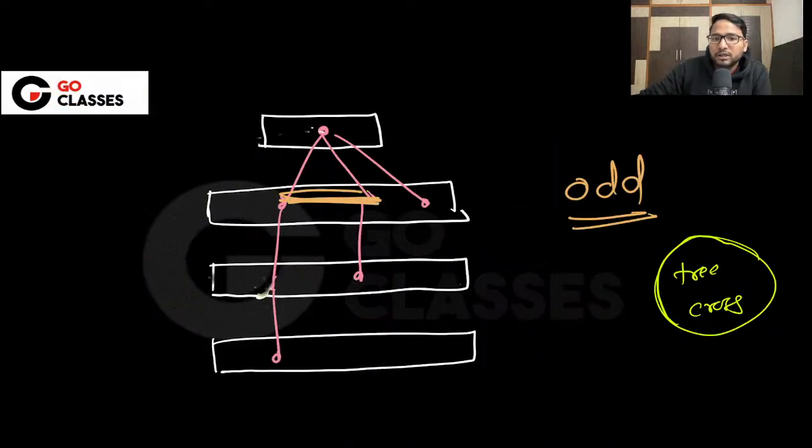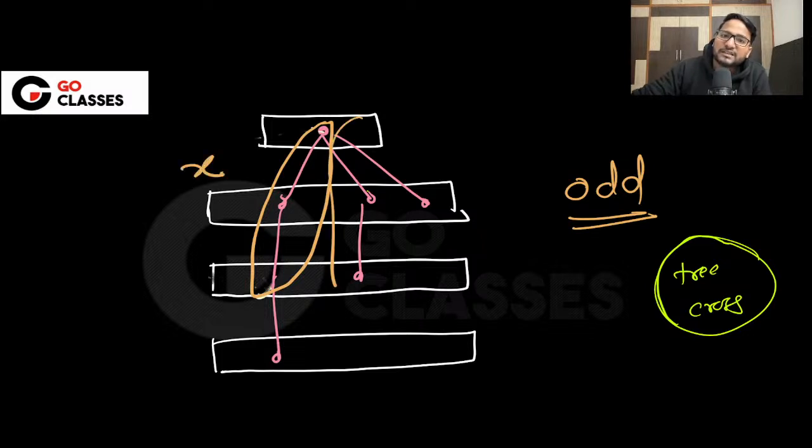Yes, most of the people have given the correct answer. A is the answer here. Why? Because it is an odd length cycle. If it is odd length, then it must be within the same level. Why? Because let's suppose these are x number of edges and this must be x number of edges.